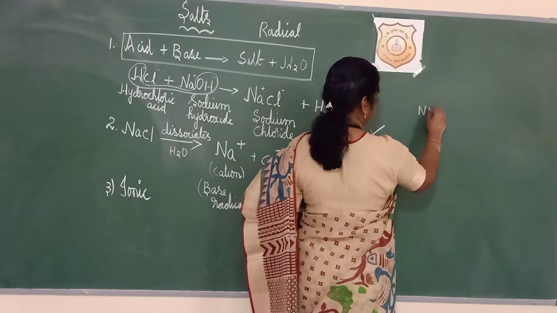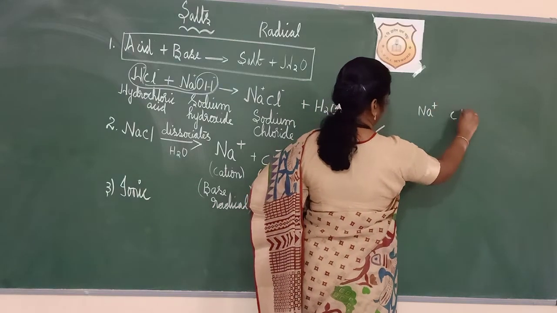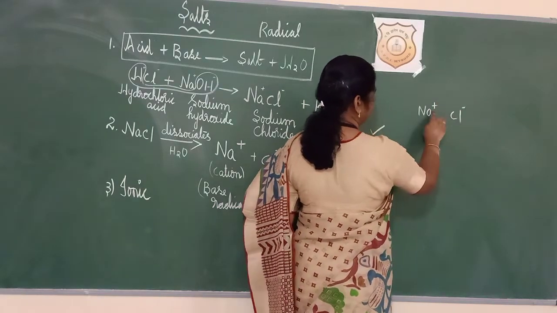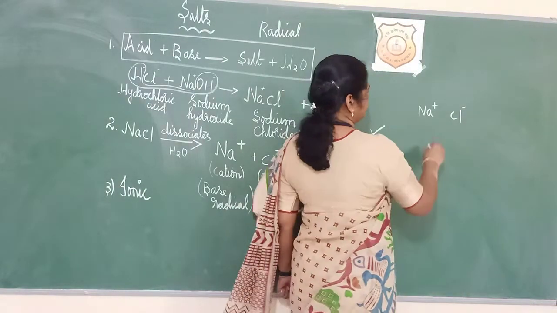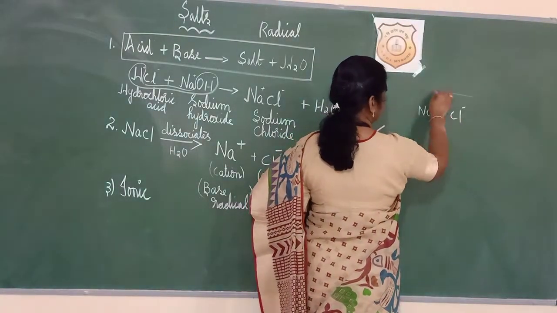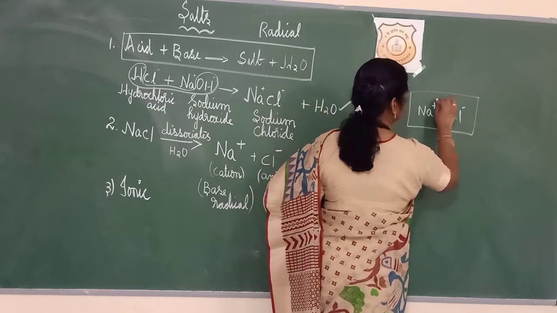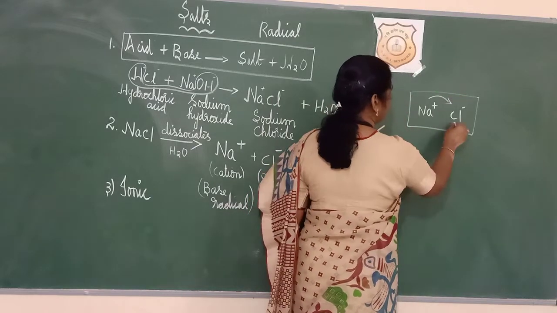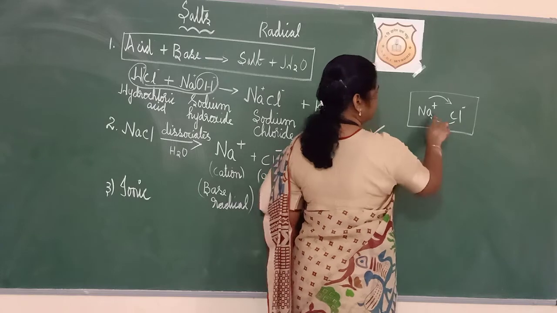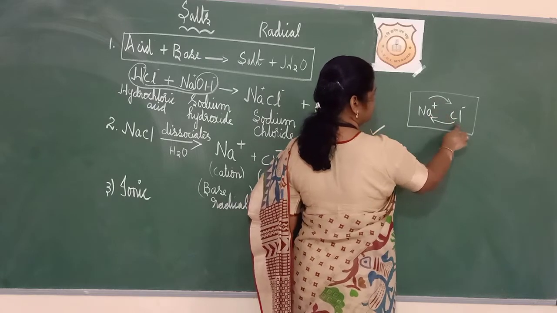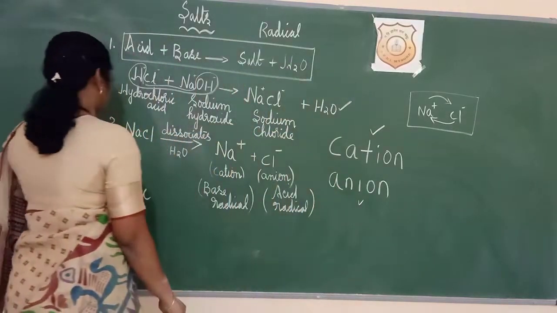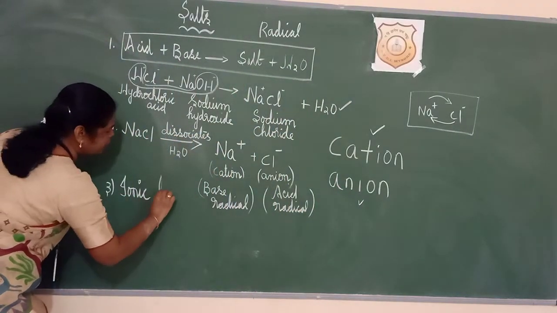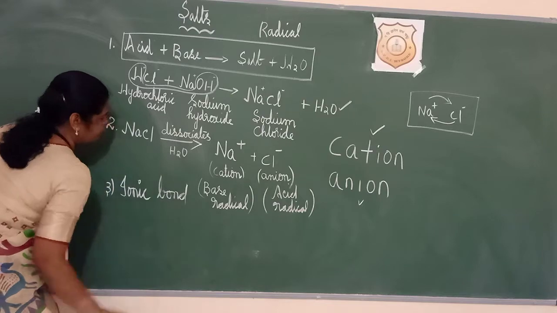Ionic bond is, see here, sodium and chlorine. Here one electron is left out. What is the atomic number? 11. So how will it go? This we have studied in the first chapter: how this will give one electron and how this will get one electron. So this is giving, so it is positive. This is getting, so it is negative. Go through what we have studied. So this bond is called as ionic bond. Why ionic bond?